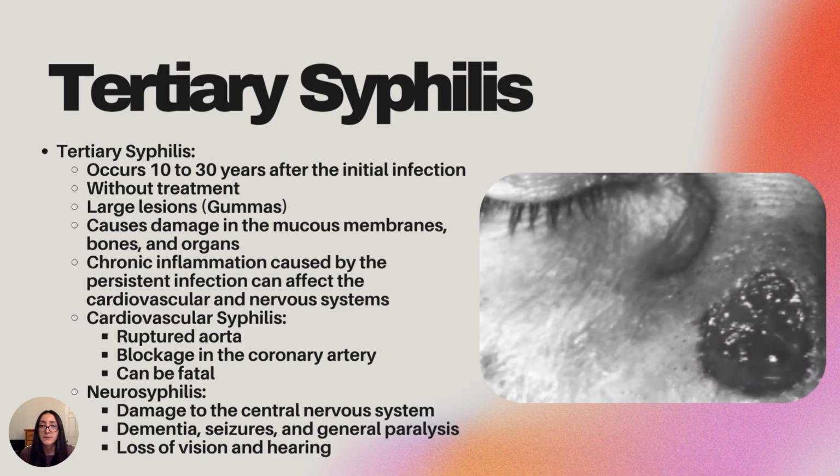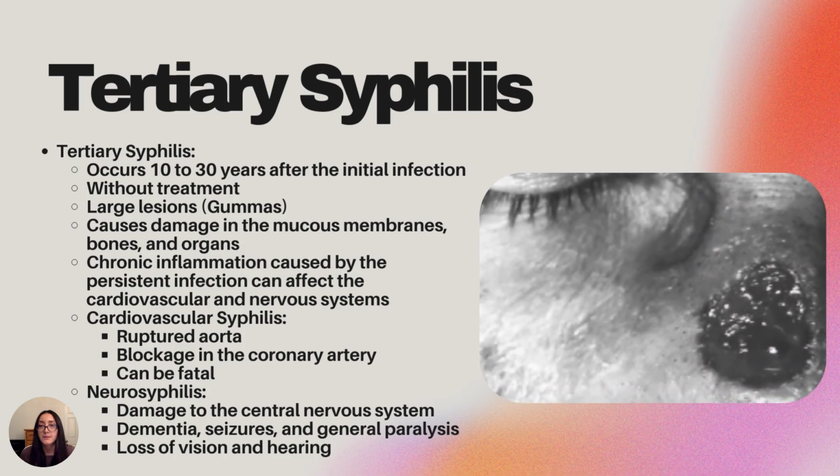Tertiary syphilis occurs 10 to 30 years after the initial infection if the disease is left untreated. It's characterized by large lesions called gummas that can damage mucous membranes, bones, and internal organs. And chronic inflammation from the persistent infection can affect the cardiovascular and nervous systems.